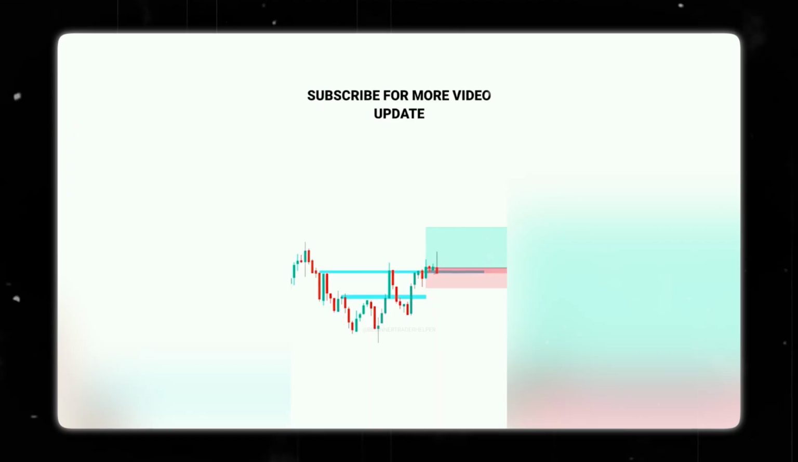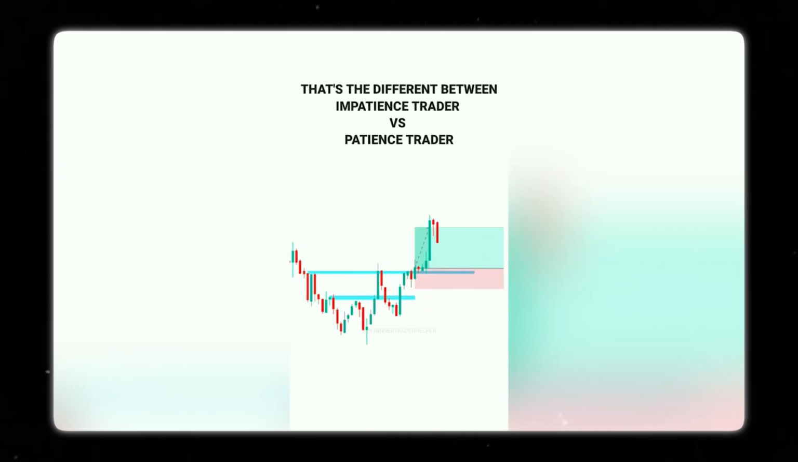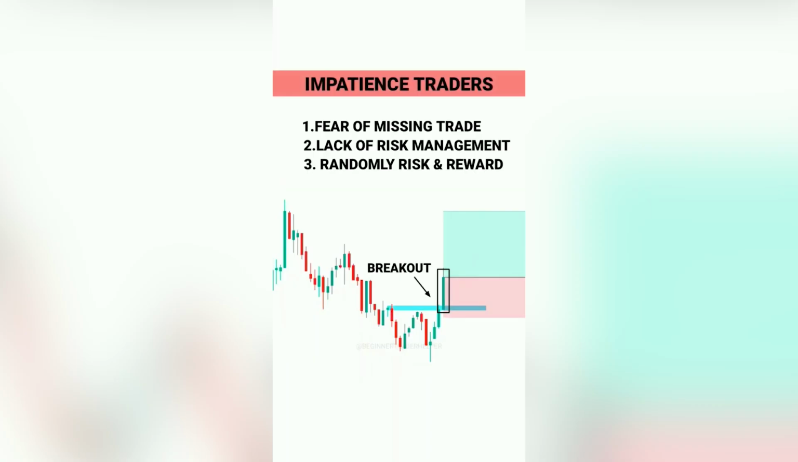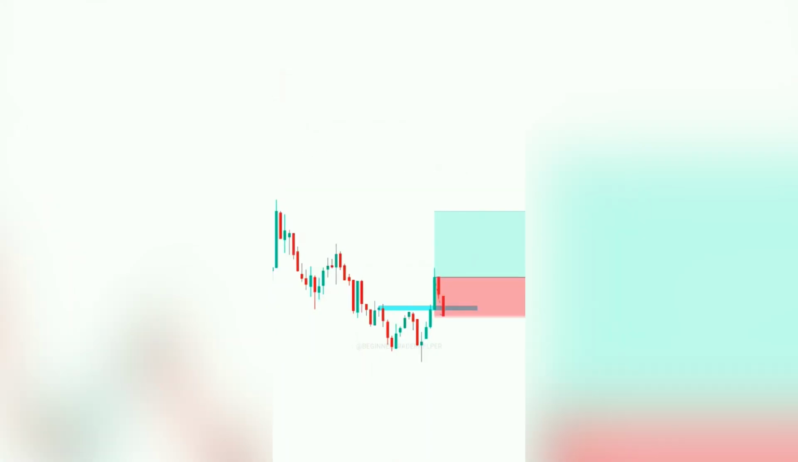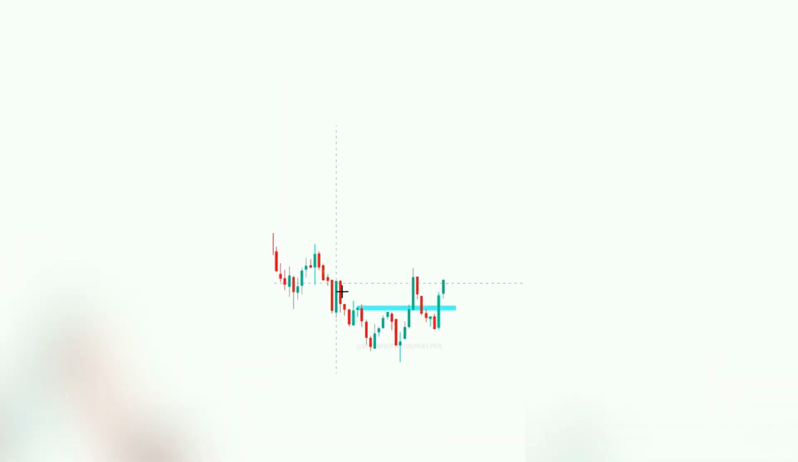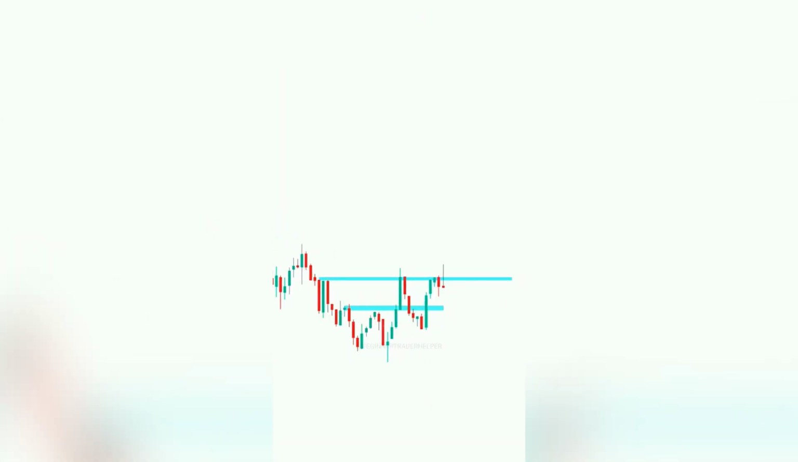Just like this guy right here who threw all his money into a trade out of impatience, only for the market to slam the brakes and go the other way. This is why you should chill. The market isn't going anywhere, but your money sure will if you keep treating every candle like a countdown.